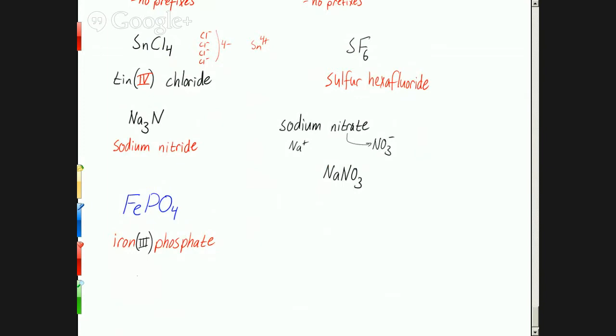How did you know it was 3? Because phosphate has a negative 3 charge. Right, because we know that phosphate has a negative 3 charge, so the iron has to be plus 3 to balance it out. How come, and I've noticed this, they don't write PO4 3 minus?